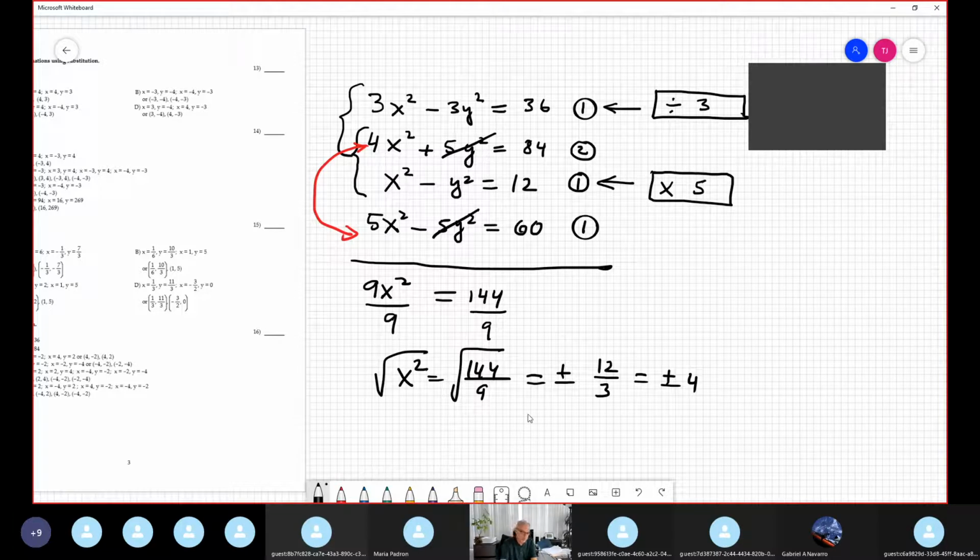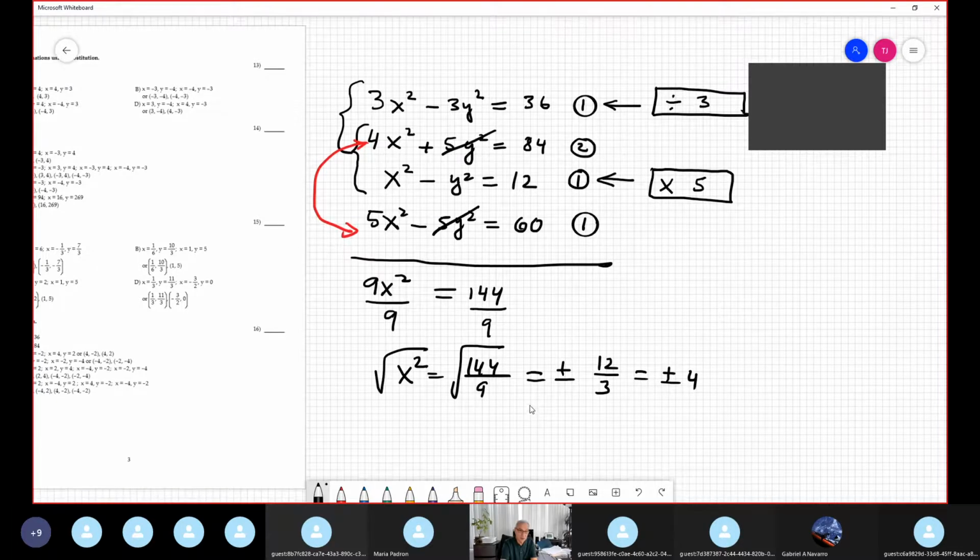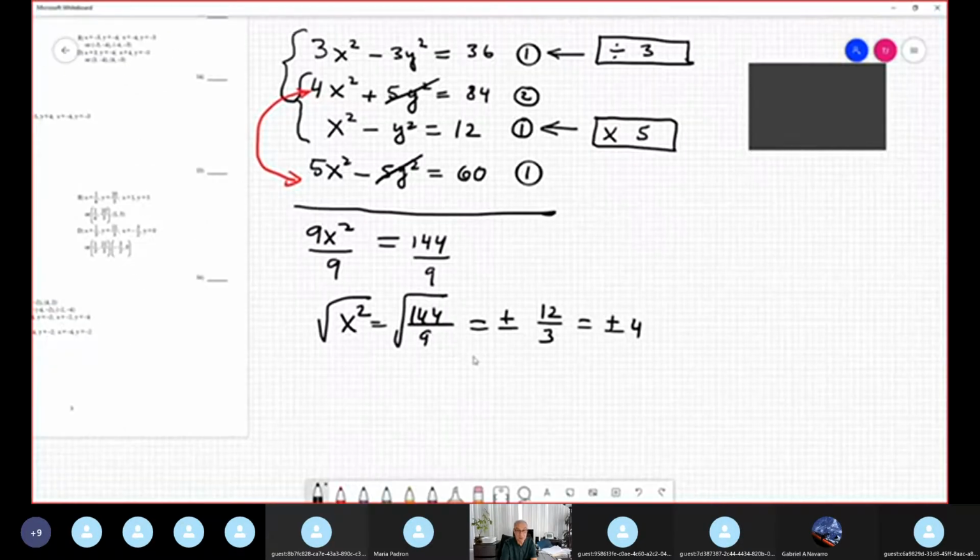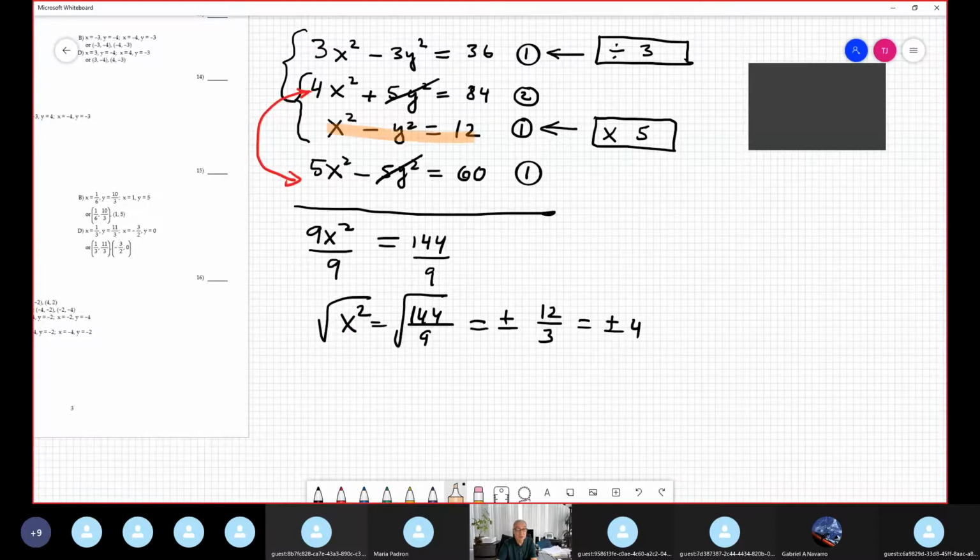So now, to find the y value, you take the easier equation. In my opinion, it is this equation. You suppose you can use either one. However, you replace x with plus or minus. I recommend using the double sign. Why? Because when you square, it becomes positive. So it's the same answer.